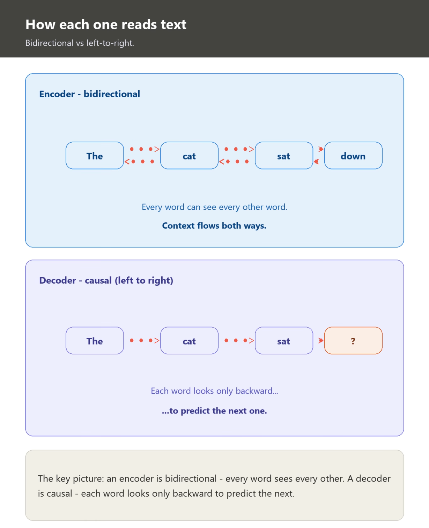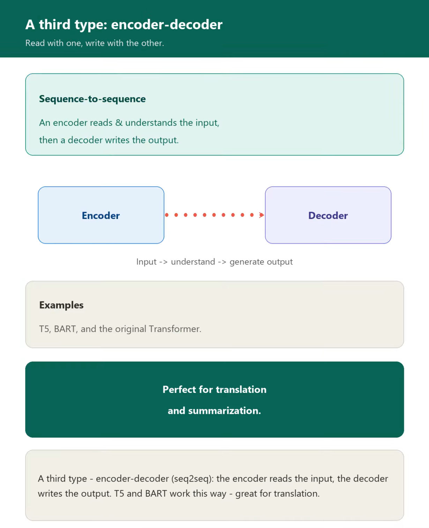Here's the key picture. An encoder is bidirectional. Every word can see every other word, so context flows both ways. A decoder is causal. Each word can only look back at what came before, so it can predict what comes next. There's also a third type, the encoder-decoder, or sequence-to-sequence model. The encoder reads and understands the input, then the decoder writes the output. T5 and the original transformer work this way, perfect for translation and summarization.